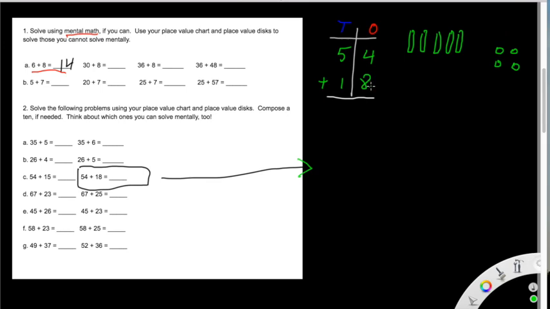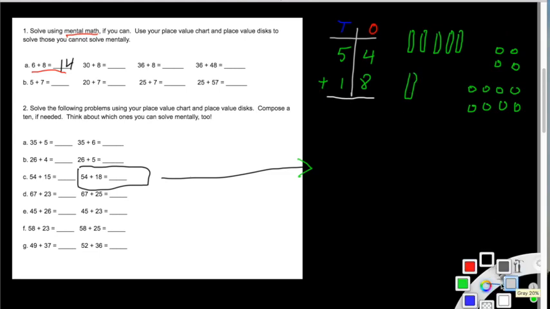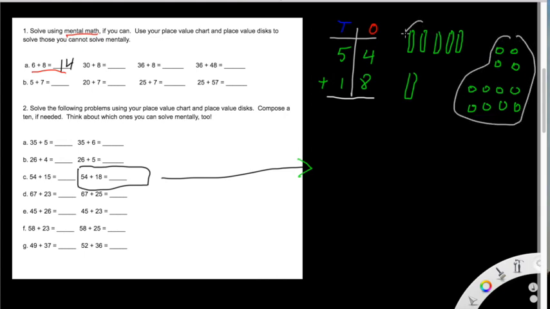Okay, on the second row, how many ones do we have? 8. So let's count. 1, 2, 3, 4, 5, 6, 7, 8. How many tens? Only 1 ten. Add means we put them all together. We group them in circles like this: ones with the ones and tens with the tens. Now we're gonna count the ones. 1, 2, 3, 4, 5, 6, 7, 8, 9, 10, 11, 12. So we have 12 ones.